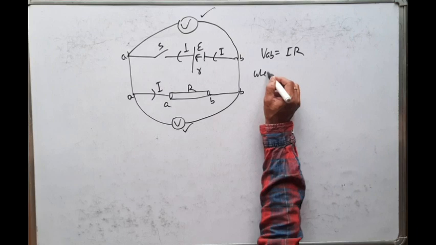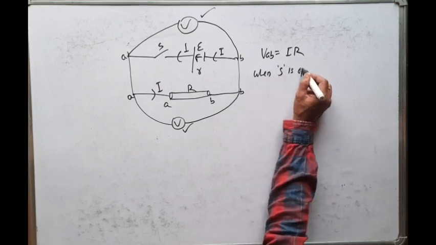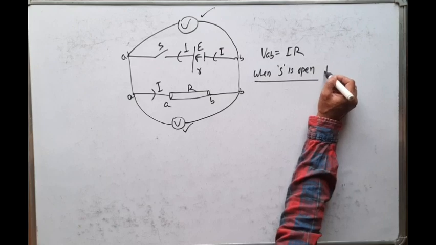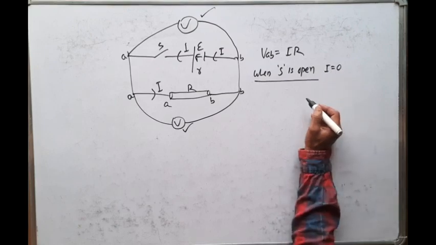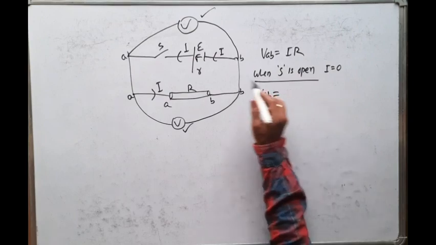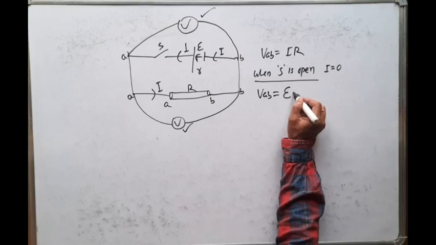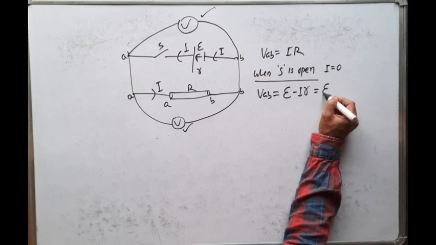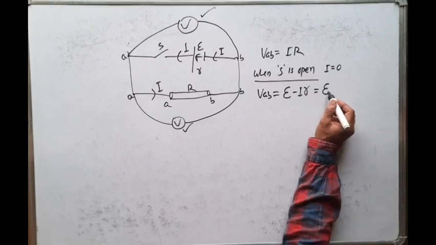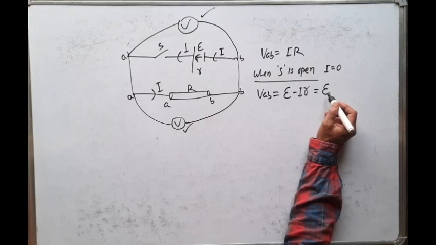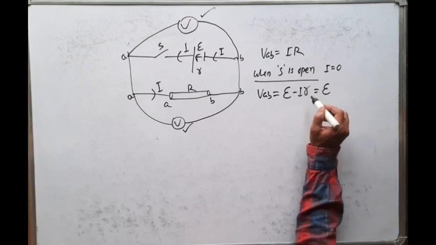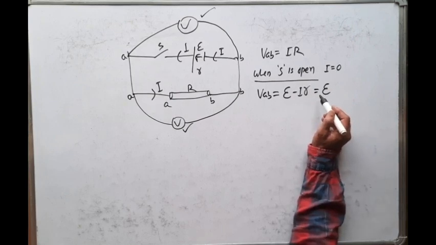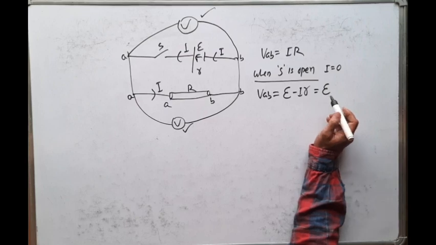But when the switch is open, the current will be zero. So if the current is zero, then what is the terminal potential difference? We know the terminal potential difference is equal to E minus Ir. So if the switch is open, I is zero, so the terminal potential difference is equal to E. That is, VAB is equal to E when the switch is open.